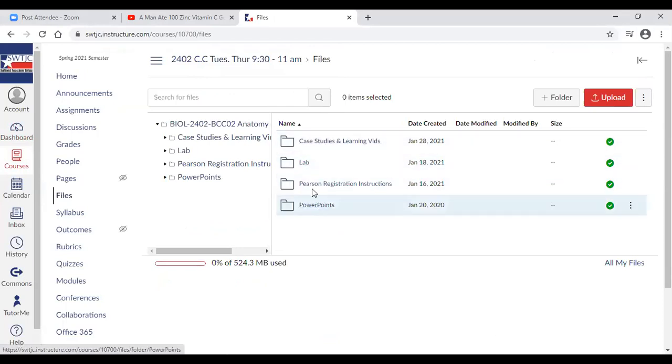and here are some stuff. Here's where I'll be posting pictures and stuff for the lab. Here's Pearson registration instructions, there's PowerPoints. And here we have now case studies and learning videos.